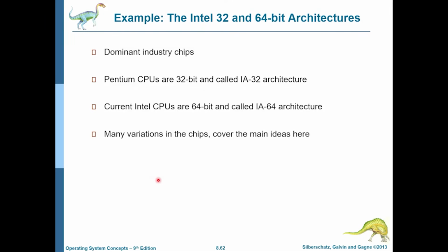Now let's quickly look at the Intel 32 and 64-bit architectures. We will also give a brief glimpse at the ARM architecture before concluding this chapter. As you all know, Intel chips have been the dominant industry chips for many decades now. Pentium CPUs are 32-bit and are called IA32 architecture. The current Intel CPUs are 64-bit and they are called the IA64 architecture. Many variations in the chips are there. We will just cover the main ideas over here.